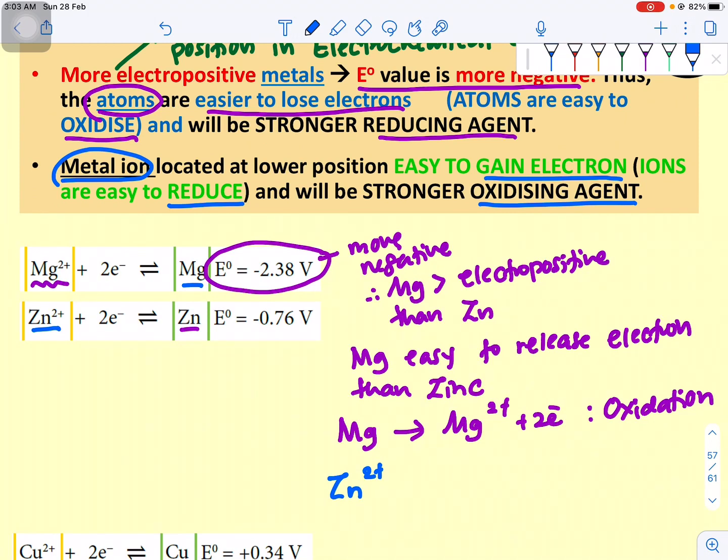The value for E° is less negative. Yang lebih negatif adalah E° magnesium. Kalau E° lebih negatif, kita akan guna equation ke kiri. Okay. Dan yang satu lagi tu ke kanan lah. So Zn2+ + 2e dapat Zn. So this is reduction.